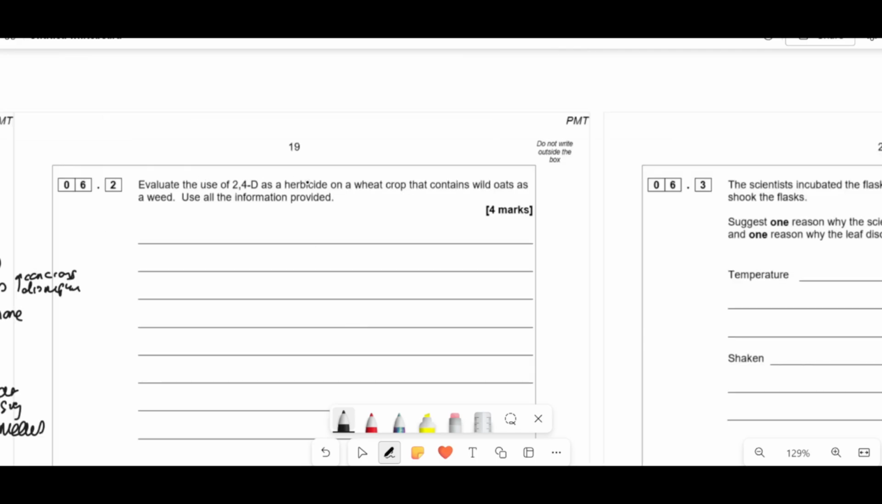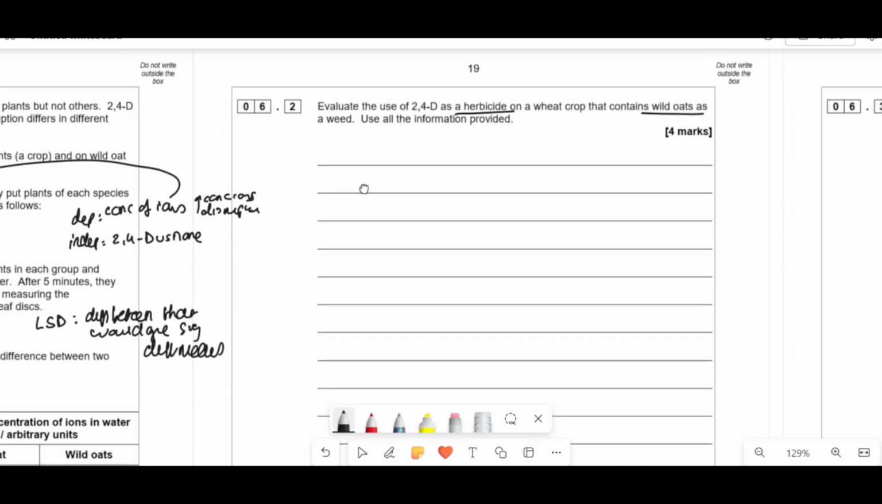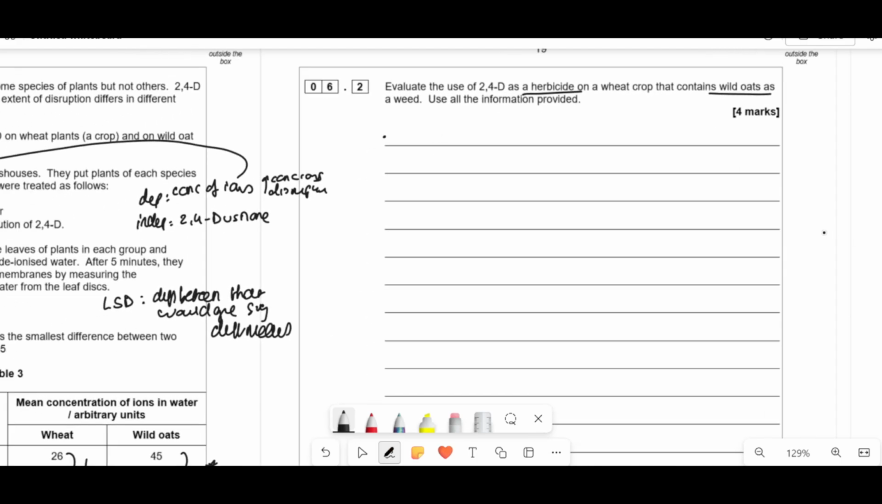So then it says, evaluate the use of 2,4-D as a herbicide that contains wild oats as a weed. Use all the information provided. So it's saying, is herbicide good to get rid of wild oats? So you should reflect your answer around that. So you should always say, when evaluate, things that are supportive statements and things that go against, our limitations.